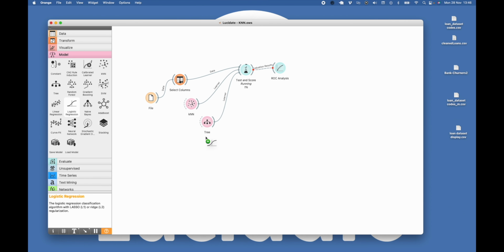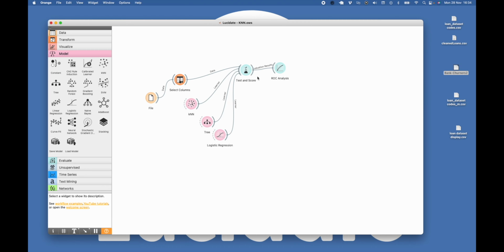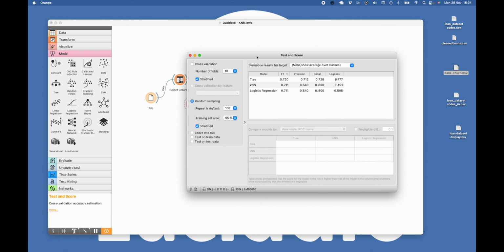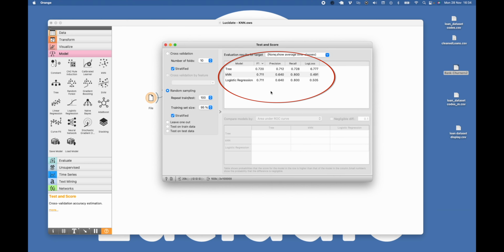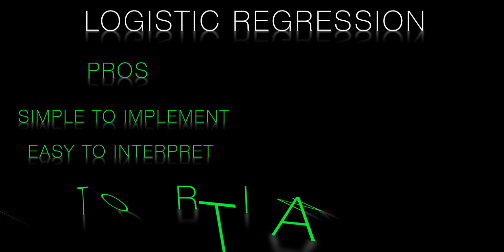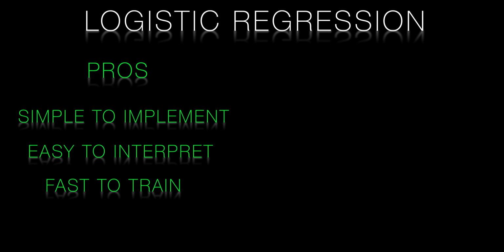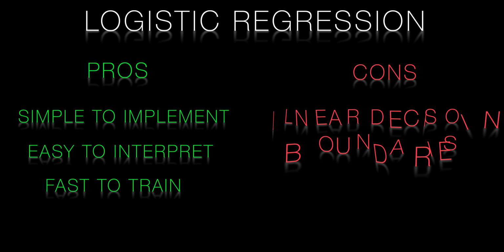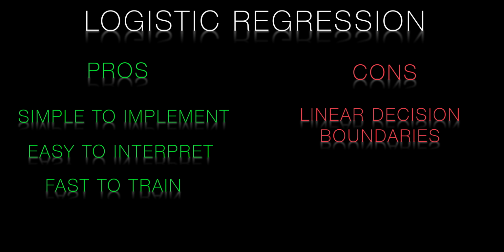If we look at how logistic regression performs on our loans dataset, we can see that the performance is very similar to that of our k nearest neighbours and our tree analysis. Logistic regression is simple to implement, easy to interpret, and compared to techniques like neural networks, very easy to train. However, it enforces linear decision boundaries and can find it difficult to model complex relationships.